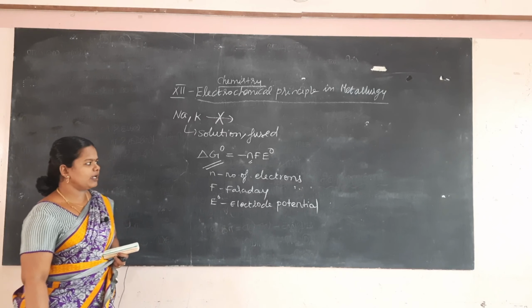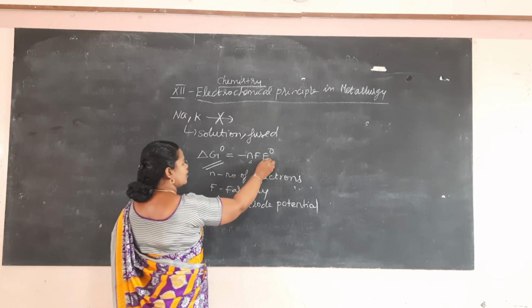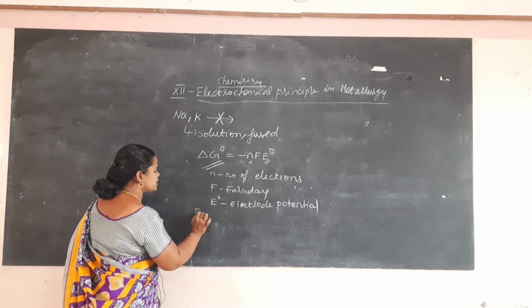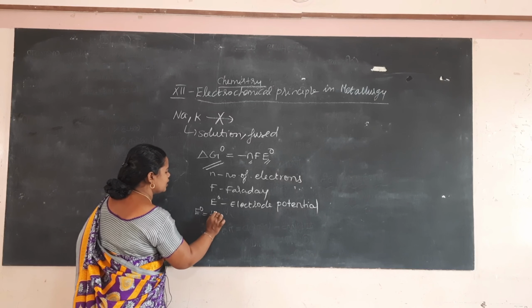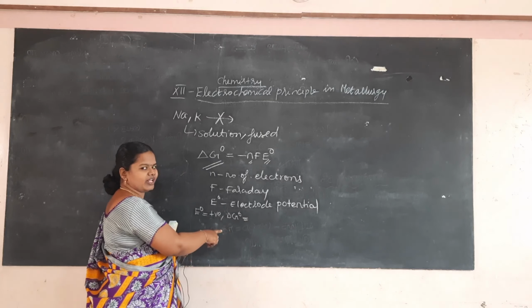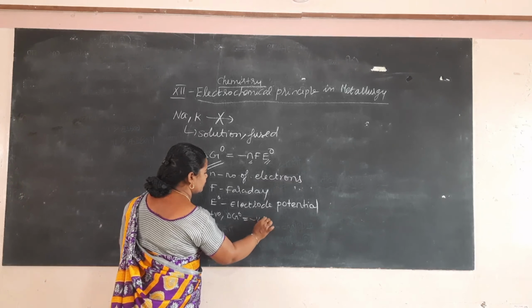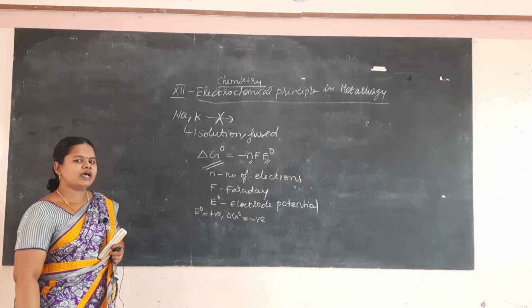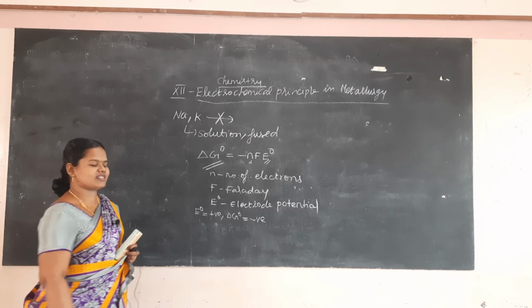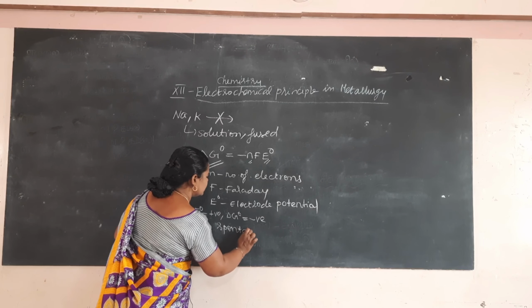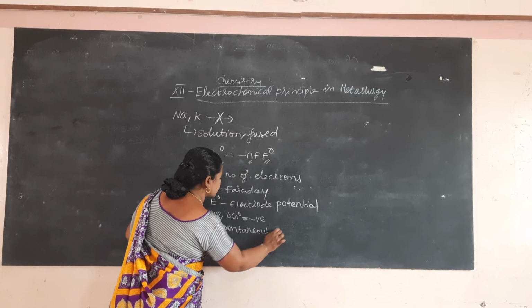Here in the electrochemical principle, if E naught is positive, then delta G naught will be negative. When E naught is positive, then delta G naught, that is the standard free energy change, will be negative. If the standard free energy change is negative, then the reaction is spontaneous and feasible.